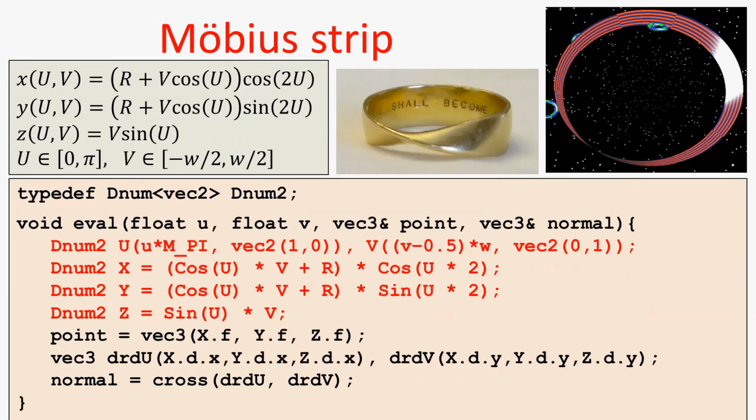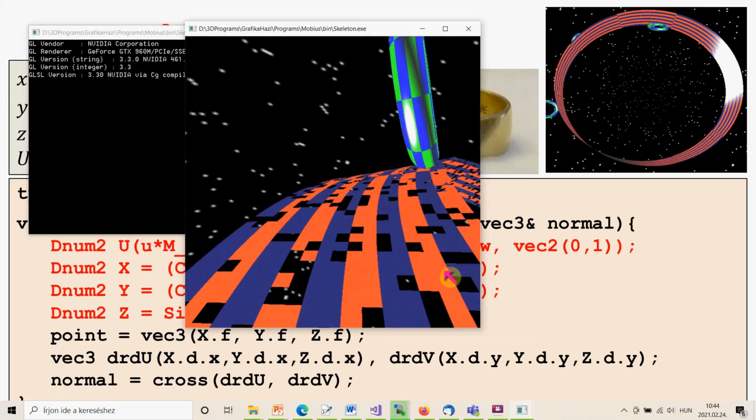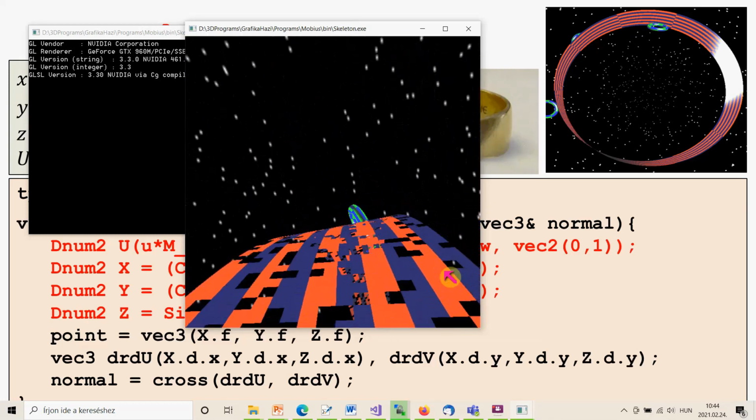Our final example in this category is the Möbius strip. The Möbius strip is like a cylinder or a ring, but we apply a 180-degree rotation. This is a wedding ring, but a very uncomfortable one, but at least it shows the nice properties of the Möbius strip. Here you can see a Möbius strip and several tori traveling along it. We can also experience the feeling of traveling along a Möbius strip.